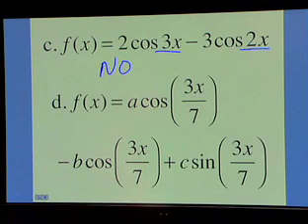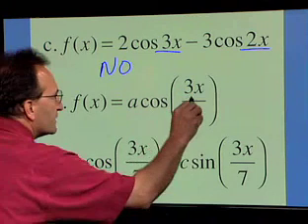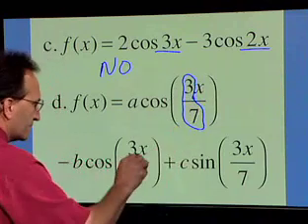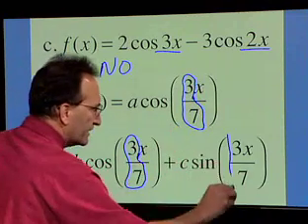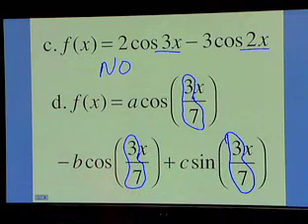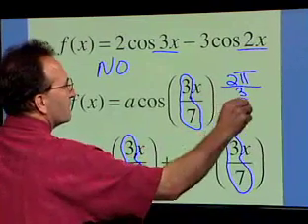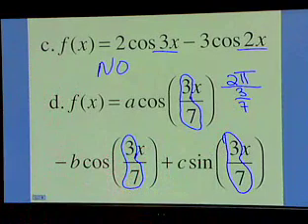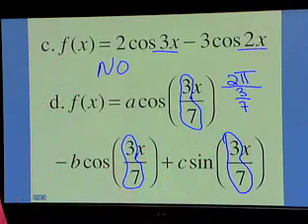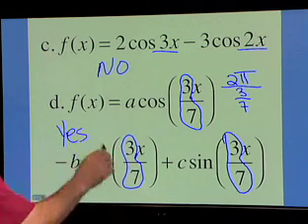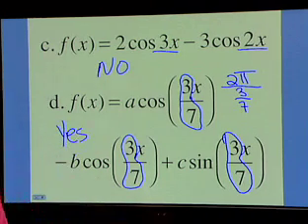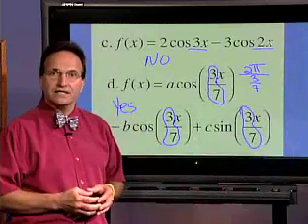What about part D? Well, if we look at this carefully, we'll notice that each coefficient is actually 3/7. And therefore, they are going to have the same period, which would be 2 pi divided by 3/7. That means that the period is 14 pi over 3, and therefore the answer is yes, f of x is in fact a sinusoid.